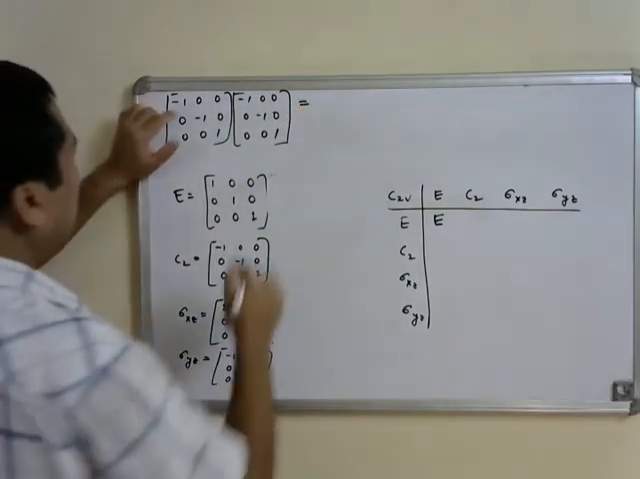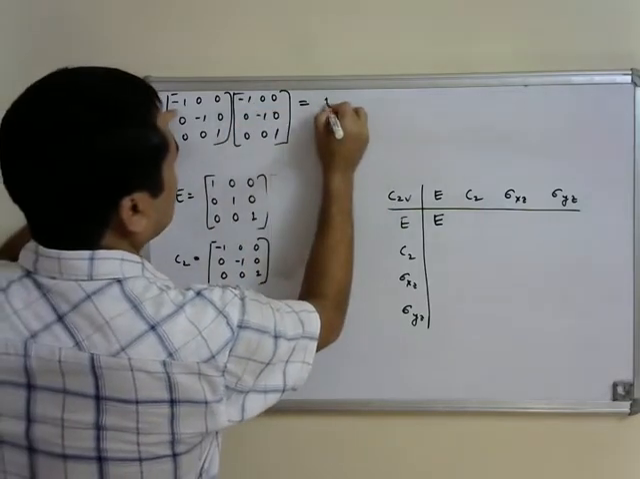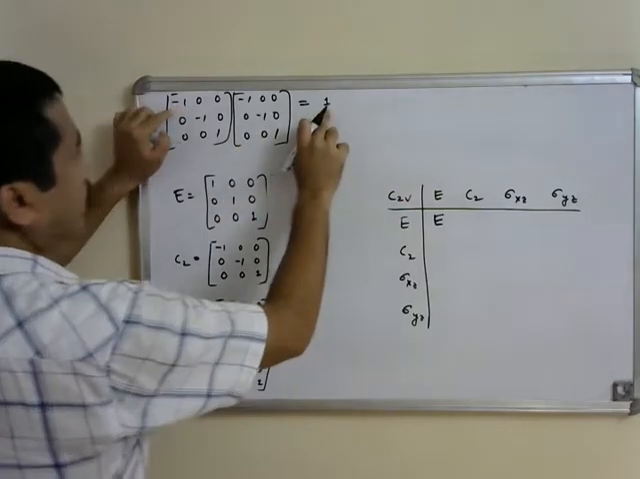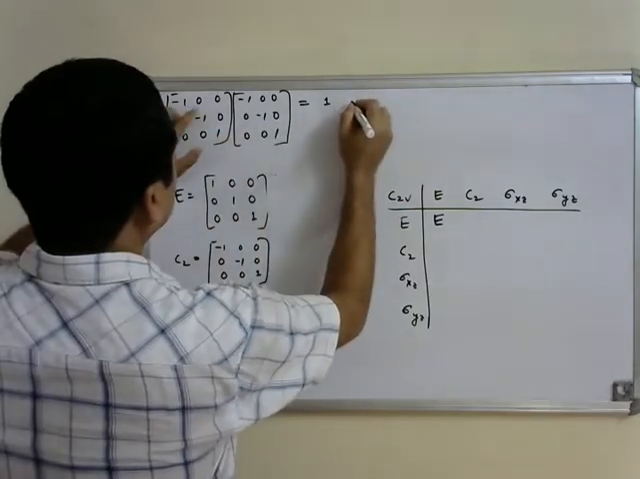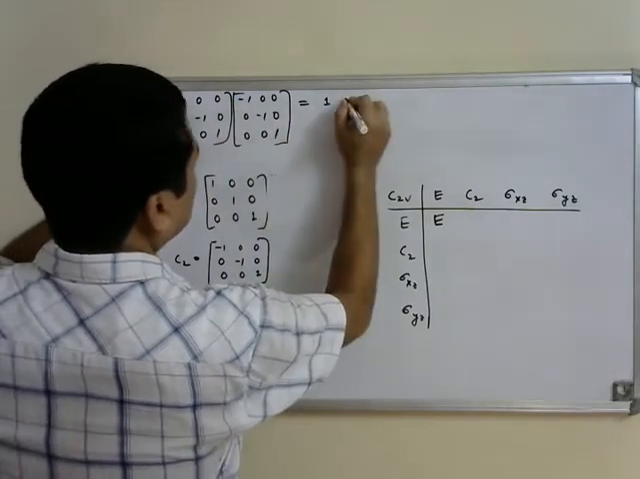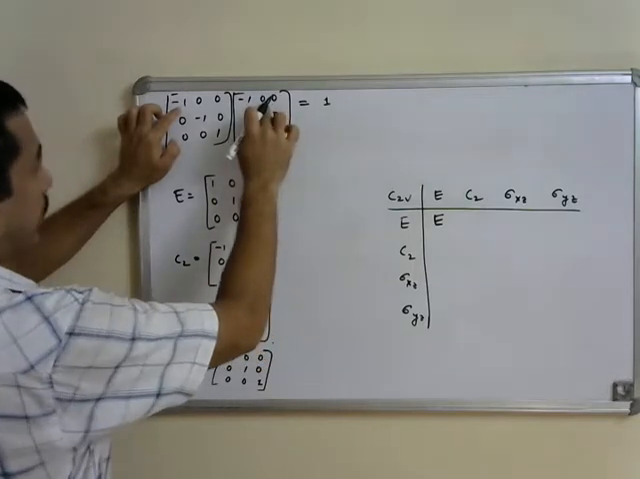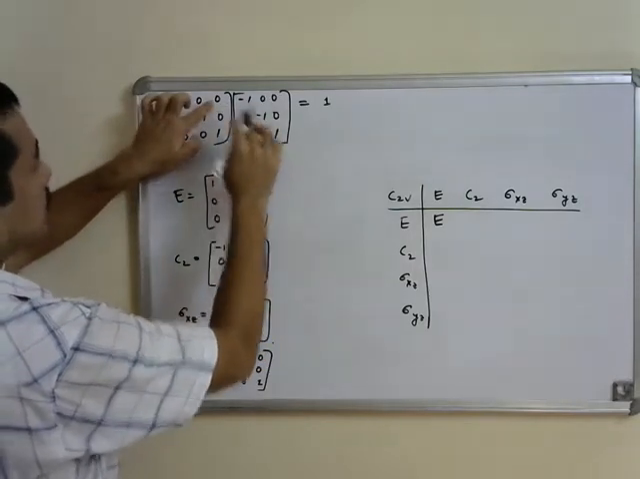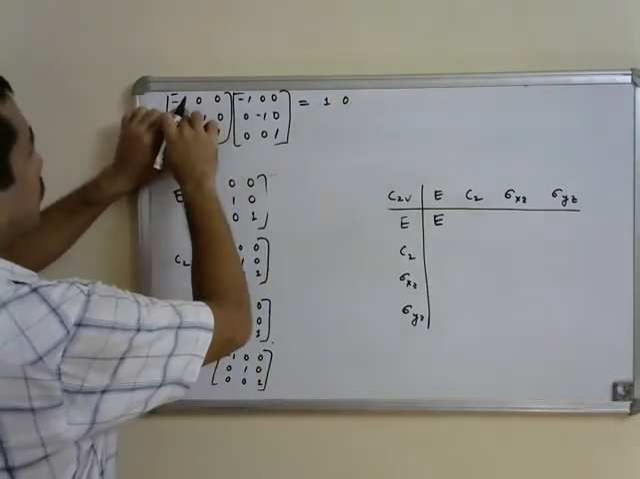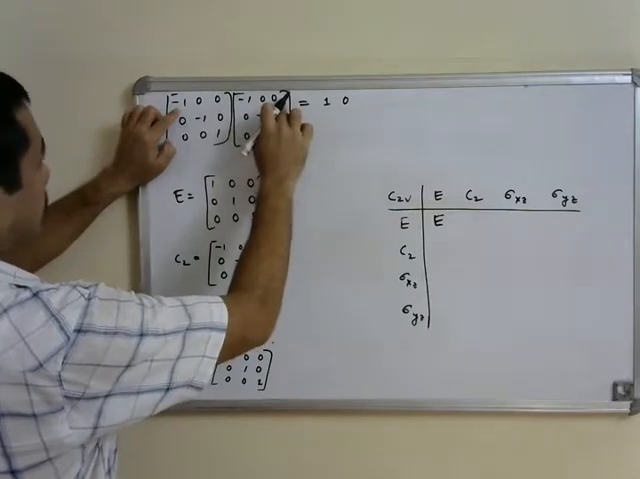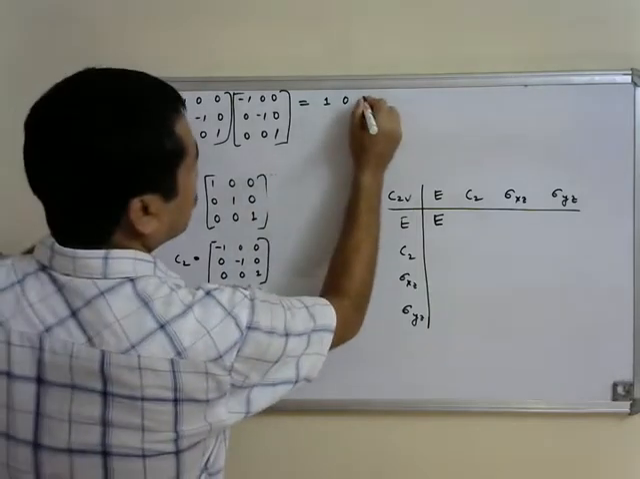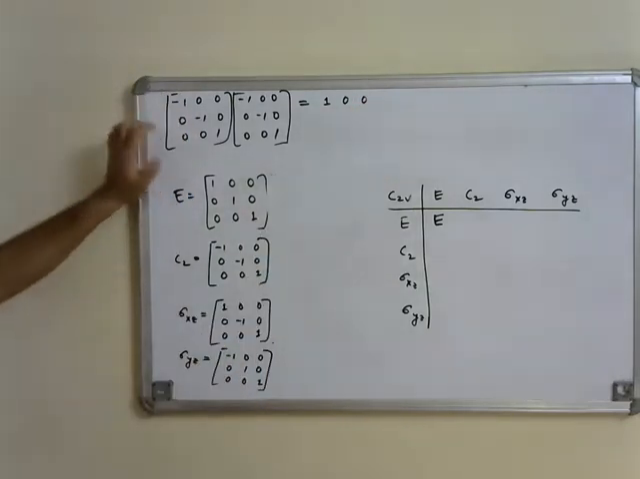When we do so, -1 into -1 is going to be equal to +1 here, and then the next element, first row, second column, we will get -1 into 0, 0 into -1, 0 into 0, so the second element is equal to 0. For the third element we will get -1 into 0, 0 into 0, 0 into 1, equal to 0. So the total again is going to be equal to 0 over here.